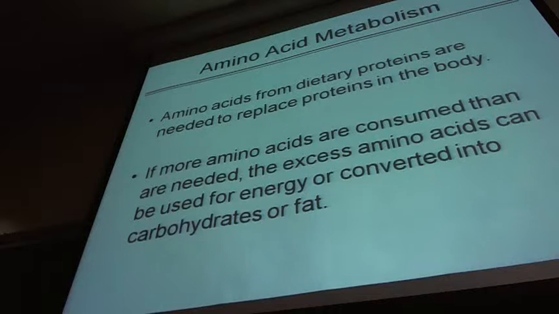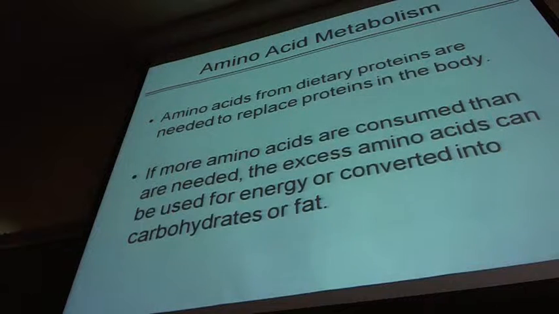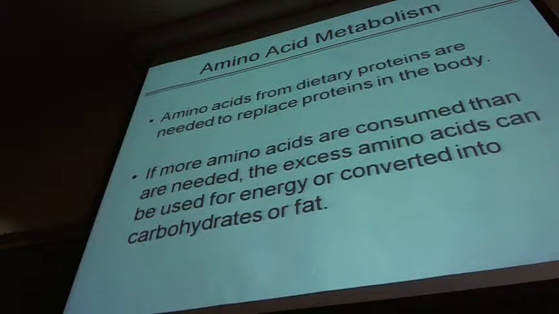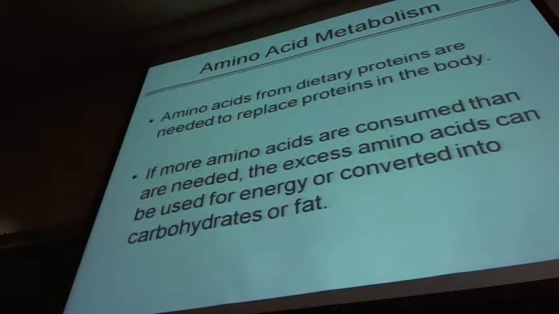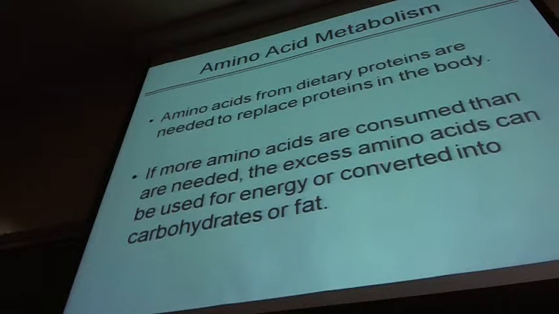Amino acid metabolism. We can break down amino acids from the dietary proteins. Again, these amino acids have a nitrogen. They can be broken down, they end up in carbohydrates, which ends up in pyruvate, which ends up in acetyl-CoA, which goes through the Krebs cycle. The nitrogenous bases are recycled. This goes on all the time. If more amino acids are consumed than needed, the excess are used for energy or converted into fat.